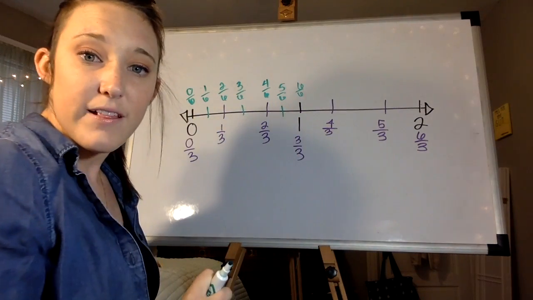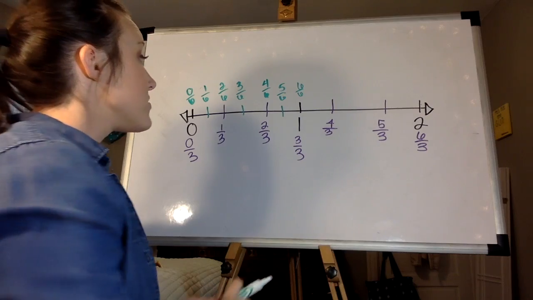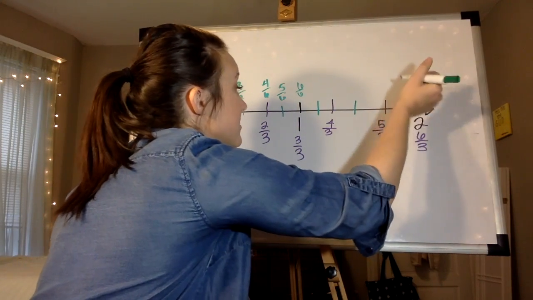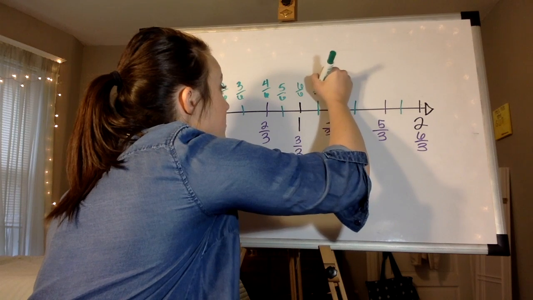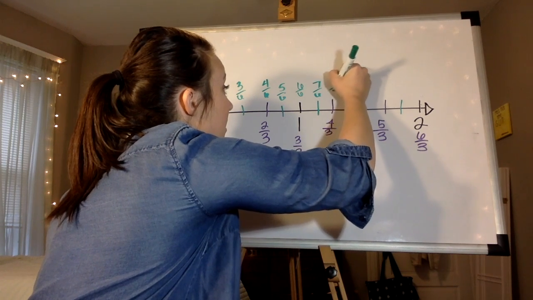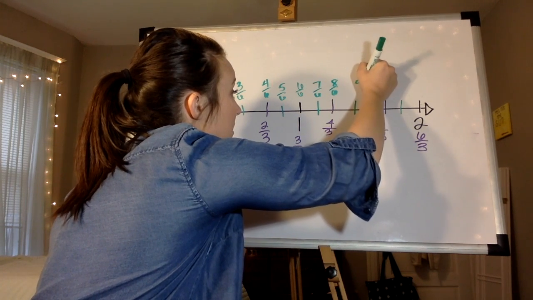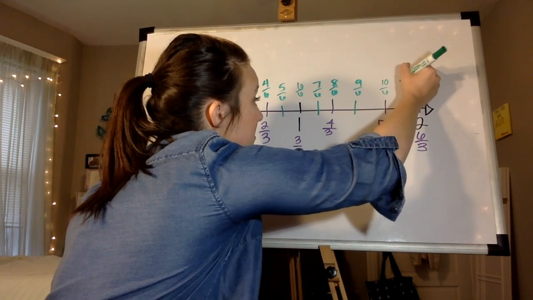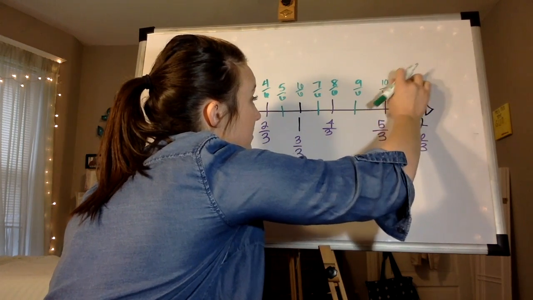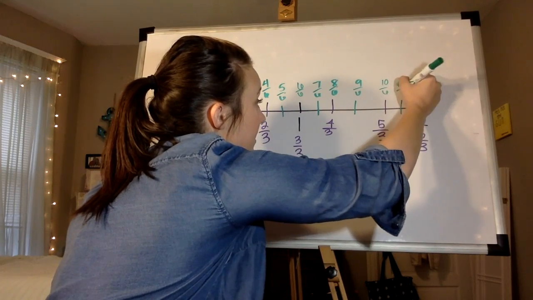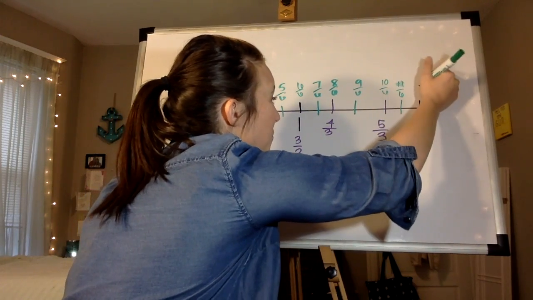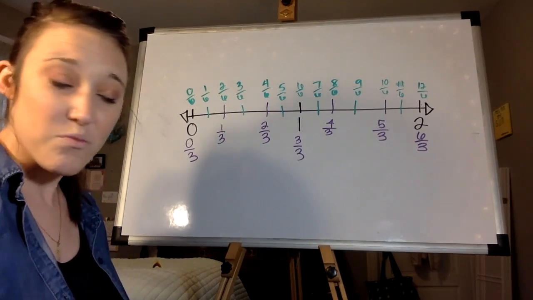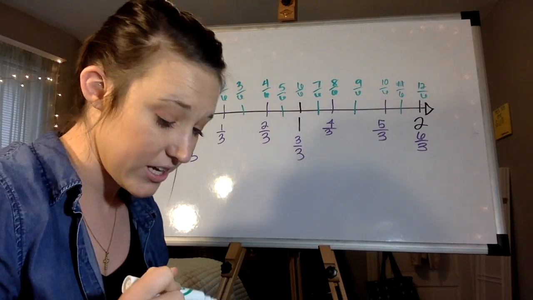And again, what I do to the left side, I have to do to the right side. So I'm going to do the same thing over here. I'm going to split my thirds into sixths, and I'm going to keep adding. So I have 7 sixths, 8 sixths, 9 sixths, 10 sixths, 11 sixths, and then 2 wholes is equivalent to 12 sixths. Okay? So that's kind of what our number line looks like.